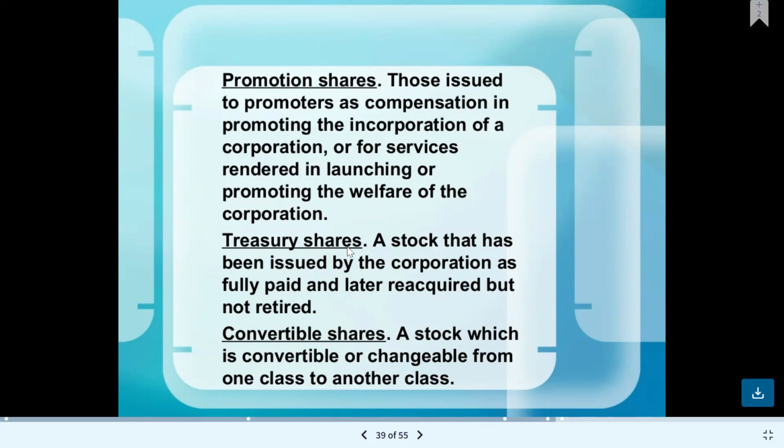Treasury shares. This particular term is a stock that has been issued by the corporation as fully paid and later reacquired but not retired. Meaning you have issued the shares of stock to a particular person, and then later on the corporation purchased those issued shares. You call it treasury. And then you have convertible shares. This is a stock or a share which is convertible or changeable from one class to another class.